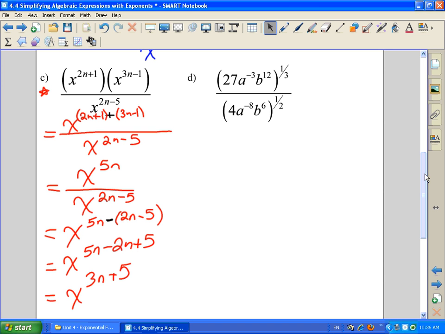Good job there. All right, D. Although D looks tricky, I say it's one of the easier ones on the page. Maybe not as easy as B, but definitely easier than C. Okay, so write it out and let's do that one together.